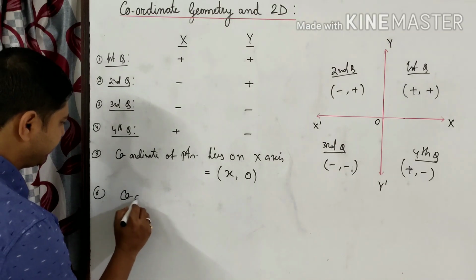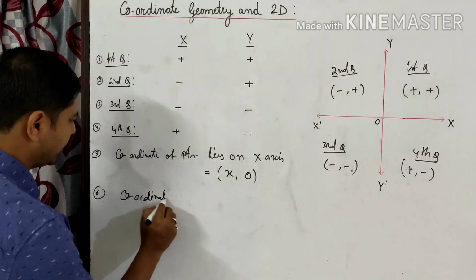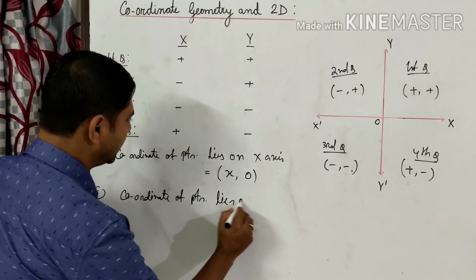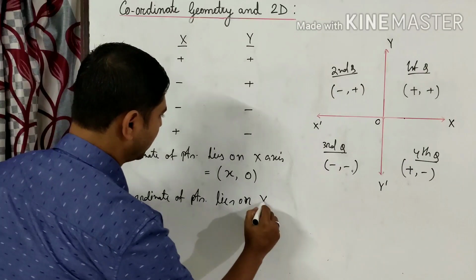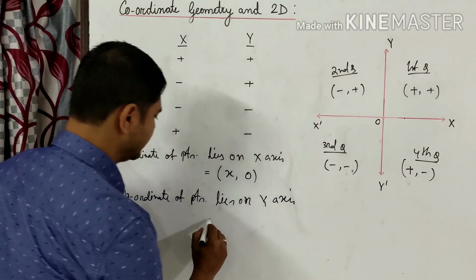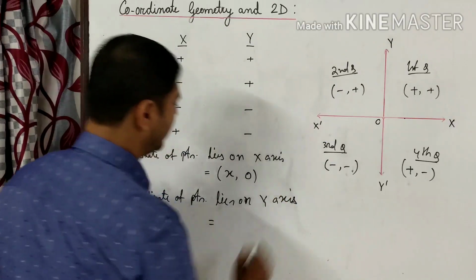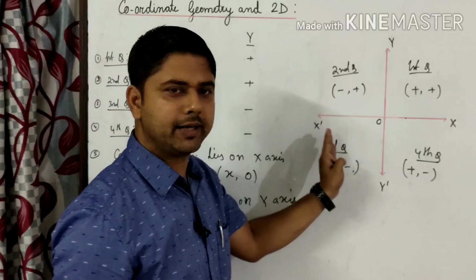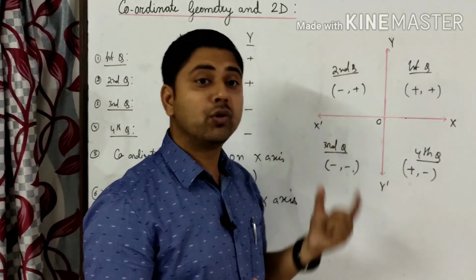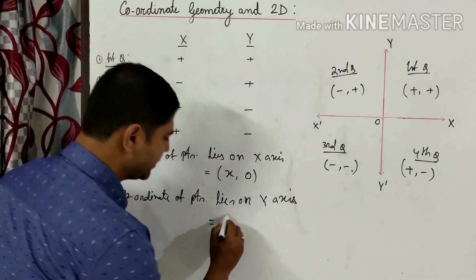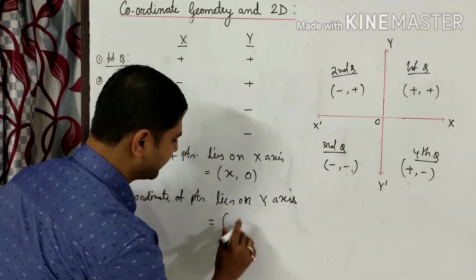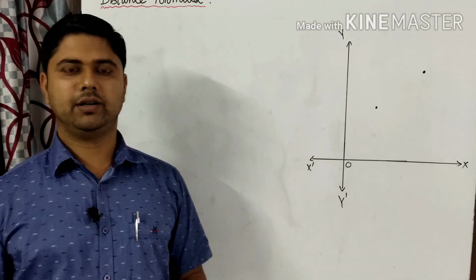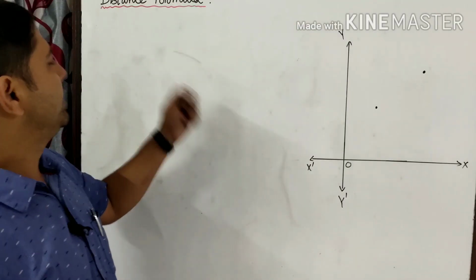The coordinate of points that lie on the y axis: if a point lies on the y axis, then its x coordinate must be equal to 0. That means what is the coordinate of this point? (0, y). Okay.